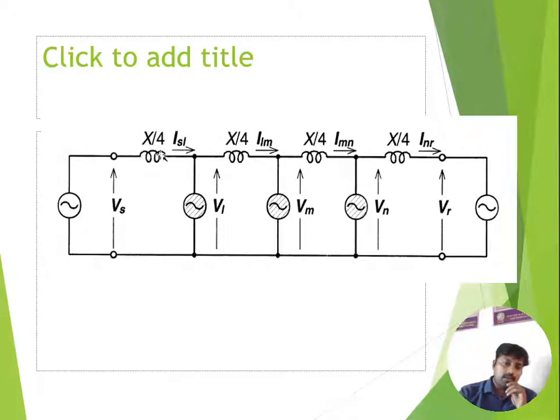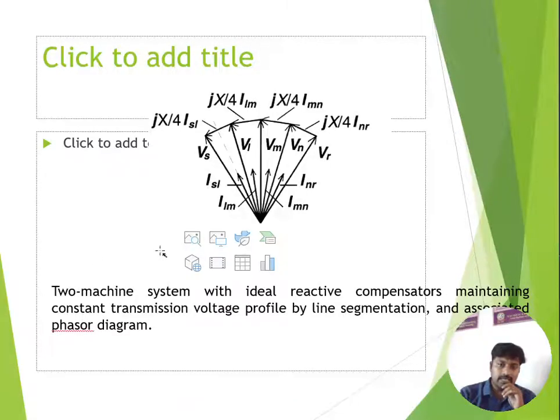So the current also divides like this. This is the sending end voltage, this is the receiving end voltage. Both are at an angle of delta. In between, we are placing three ideal compensators, represented as VI, VM, VN. The three ideal compensators can involve only reactive power compensation. They do not involve active power. So this is the representation, and correspondingly this is the phasor diagram. You can clearly observe that, like the previous diagram, we can achieve these things.